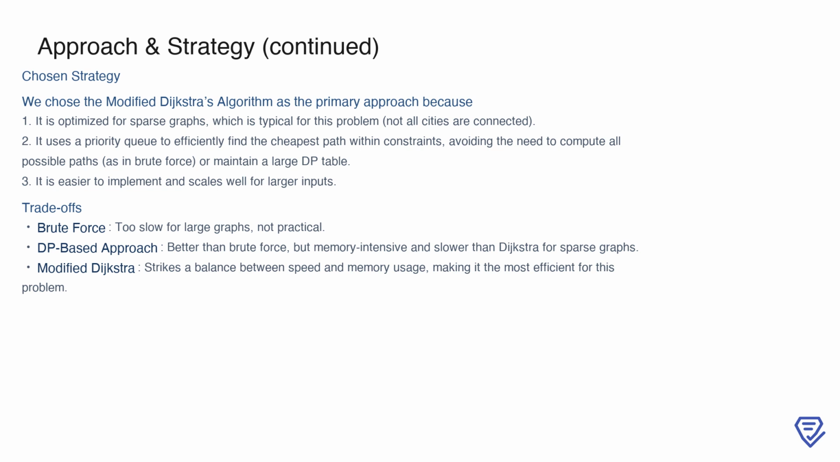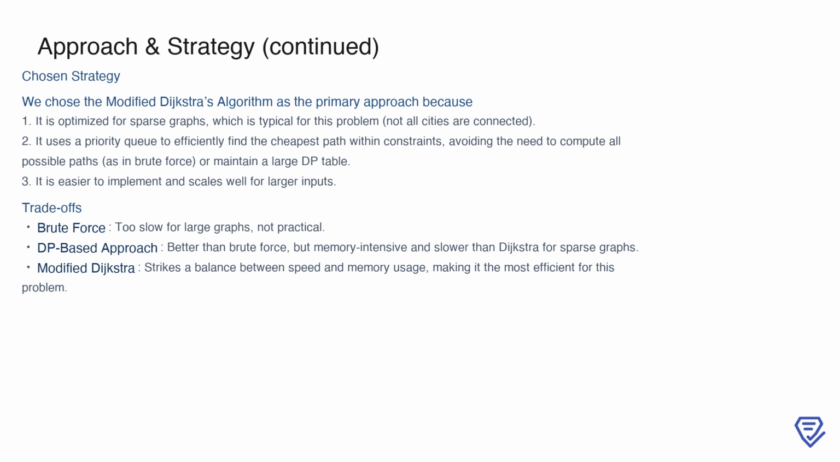Second, by using a priority queue to prioritize cheaper paths, it avoids the inefficiency of exploring all possible paths, as in the brute force method, or the overhead of maintaining a large DP table. This makes it a practical and efficient solution. Additionally, it strikes a good balance between computational speed and memory usage, making it scalable even for larger inputs.